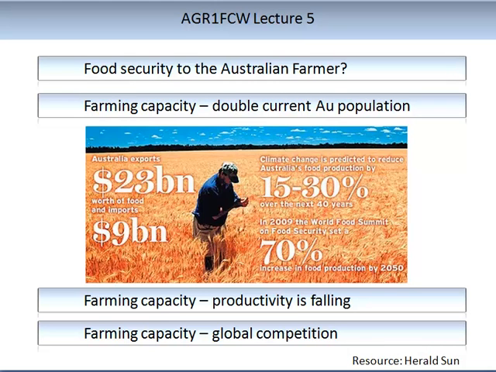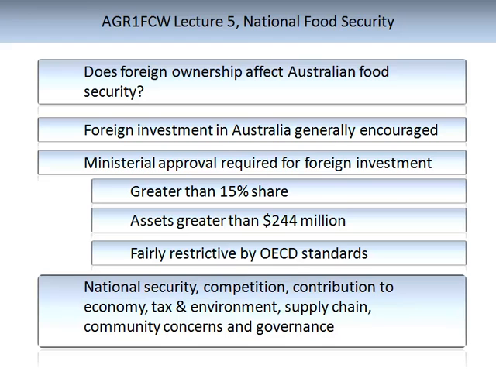One of the biggest risks to food security in Australia is not necessarily being able to feed its people, but being able to compete with the global market. If we look at national food security, one of the issues that often comes up, at least in the media, is how does foreign ownership affect Australian security? Well, let's have a look at some of the facts and information around this area.